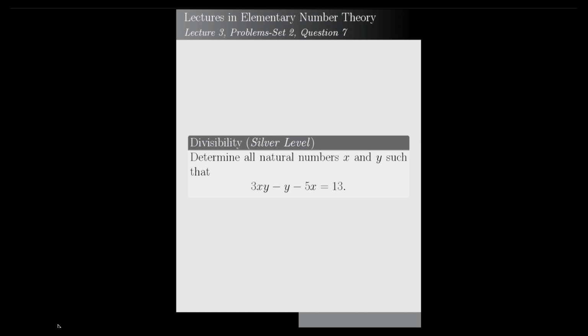Hello, in this video I'm going to solve question 7, problem set 2, lecture 3, Lectures in Elementary Number Theory. Determine all natural numbers x and y such that 3xy minus y minus 5x equals 13. Pause the video at this point and give it a try.